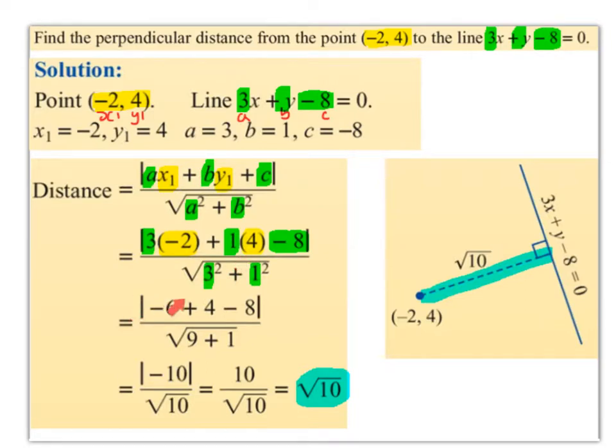This gives us minus 6 plus 4 minus 8, and we get the modulus of that, which means we take the positive value, all over the square root of 9 plus 1, which gives us the modulus of minus 10 all over the square root of 10. The modulus of minus 10 is 10, we just take the positive value, and 10 divided by root 10 is root 10. So the perpendicular distance from the point minus 2, 4 to the line 3x plus y minus 8 is equal to 0 is the square root of 10.